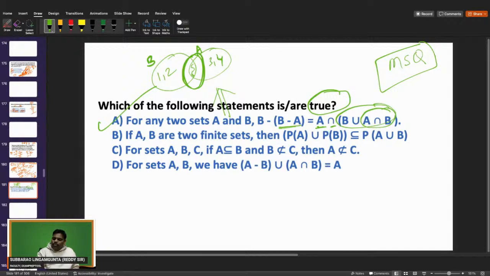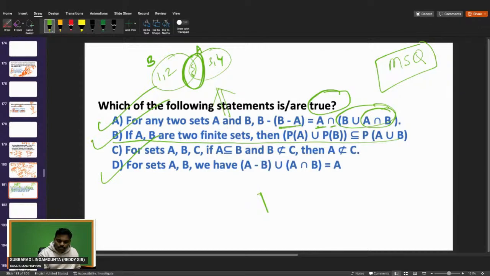It's fine. Now you can take some example and check this also. This is also correct. Right? A people but not B people, union intersection: A people. Take some example and try, or draw the Venn diagram. It's up to you. Whatever way you feel you can do.